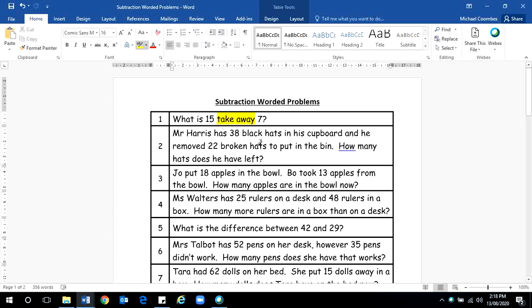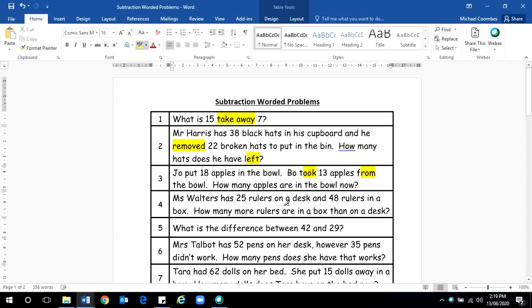38 black hats in the cupboard, and he removed 22 broken hats. To remove something means to take it away. Oh, I mucked up the highlight there. That's okay. How many does he have left? Okay, so quite often you might see how many is there left. That could be, my highlighting skills are terrible. How many there are left. Joe put 18 apples in the bowl, and Bo took 13 from the bowl. So I guess the word from and the word took are important words there.